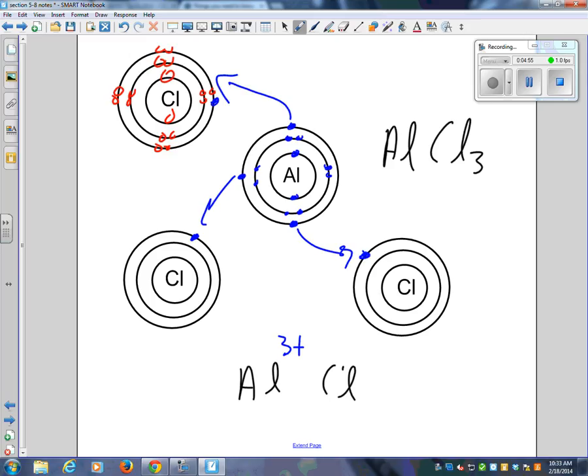Put your finger on there for me, Mike. What charge is it? Negative. Negative 1, right? Yeah, negative 1. So we're just going to do this.